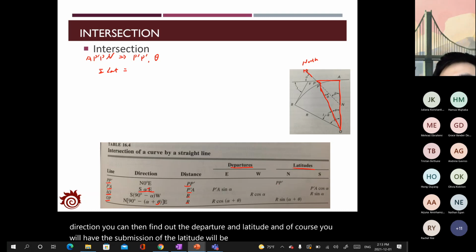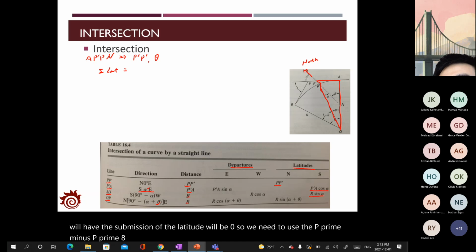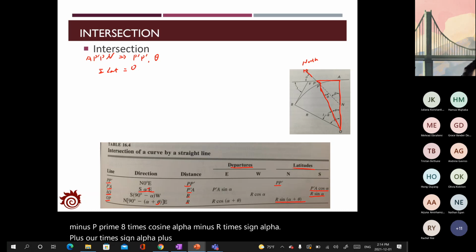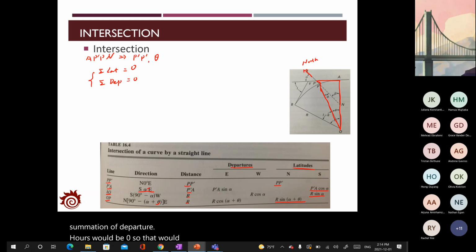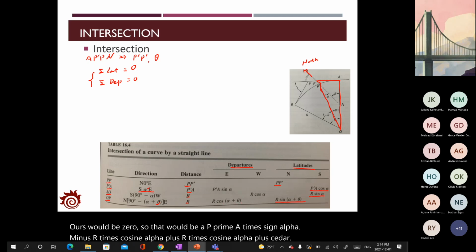So you need to use P prime A times cosine alpha minus R times sine alpha plus R times sine alpha plus theta equal to 0. And of course, the summation of the departure should also be 0. So that would be P prime A times sine alpha minus R times cosine alpha plus R times cosine alpha plus theta. That should be 0.